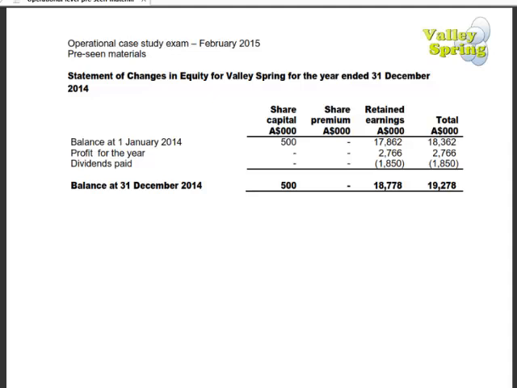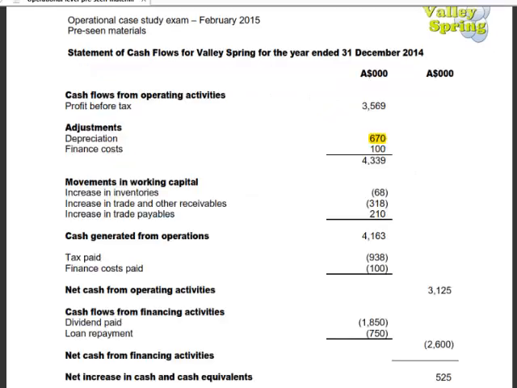Statement of changes in equity, nothing outstanding here. We've got a profit for the year and a large amount of dividends paid. There've been some loan paydowns, but as far as the shareholders are concerned, it's a family business, a large dividend, it's their money. So I can't see any particular issues there at this point in time.